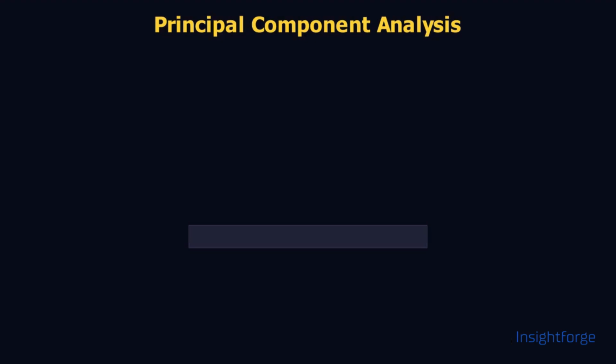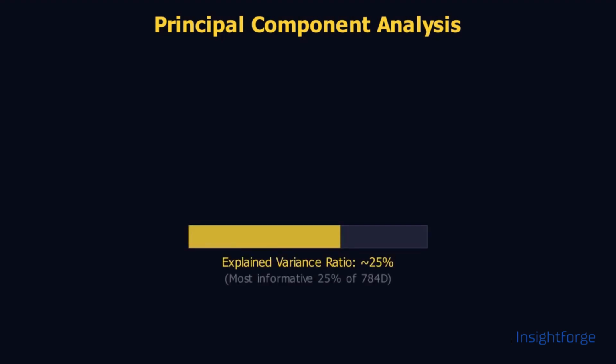But how do we know if these 3 components are actually representative? To check this, we print out the explained variance ratio. This tells us the exact percentage of the original 784 dimensional information that our 3 components managed to retain.